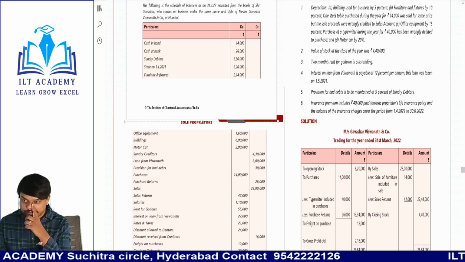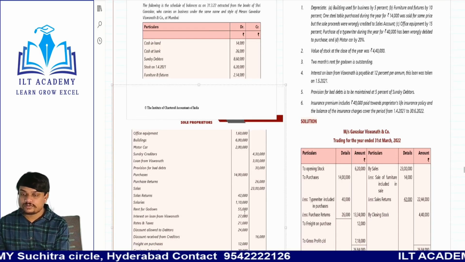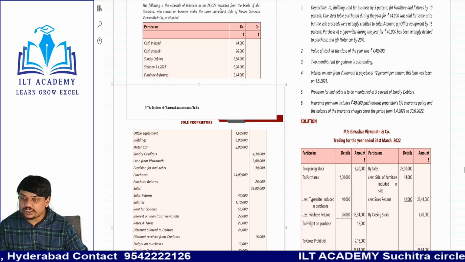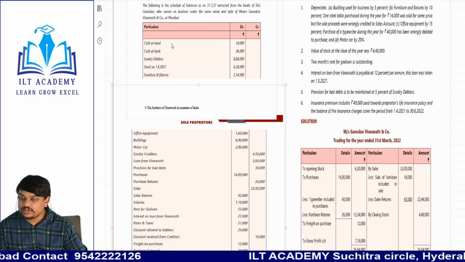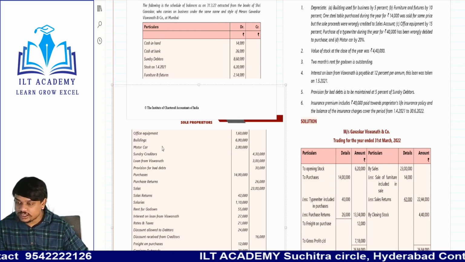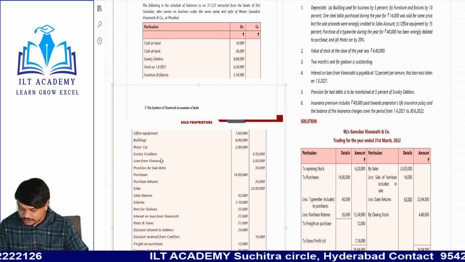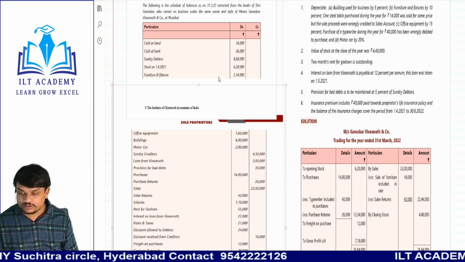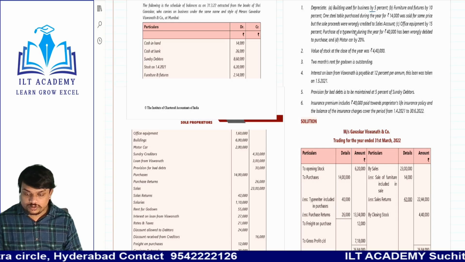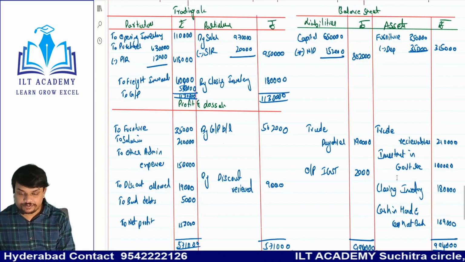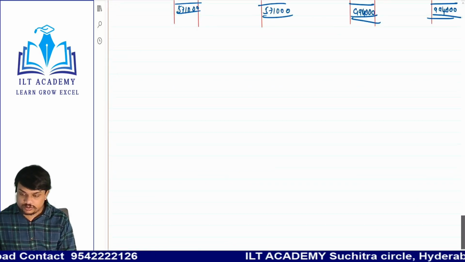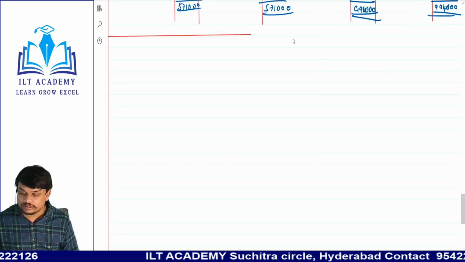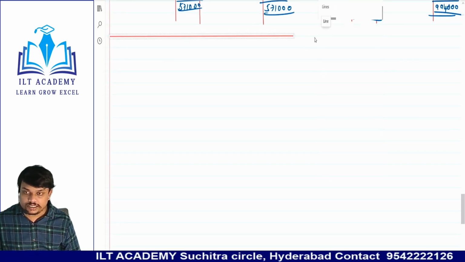This is the question. The following is the schedule of balances as on 31st March 2022 extracted from the books: cash in hand, cash in bank, debtors and stock, furniture and fixtures, office equipment, building, motor cars and creditors. Now let us do this sum, in the trading account, P&L account, and balance sheet.